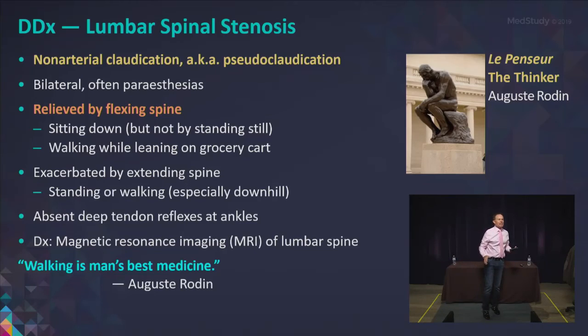While we like it to be like the textbook, it should be bilateral, oftentimes they will tell you it's worse on one side. You can check deep tendon reflexes, etc. And we want to make sure we diagnose this, and the diagnostic test which will give you the answer is the MRI of the lumbar spine.